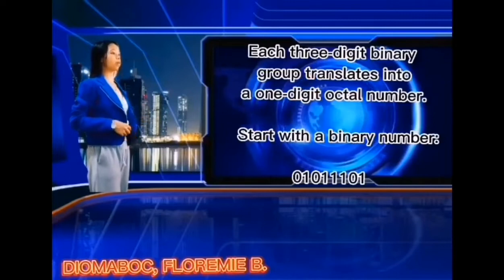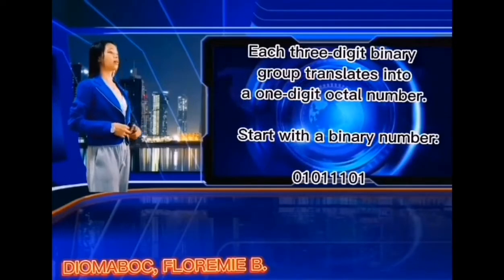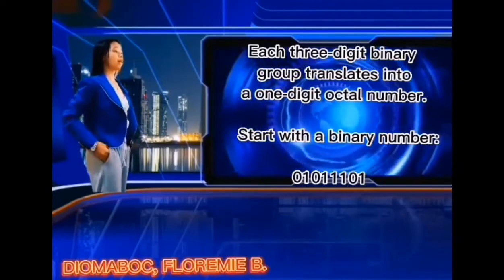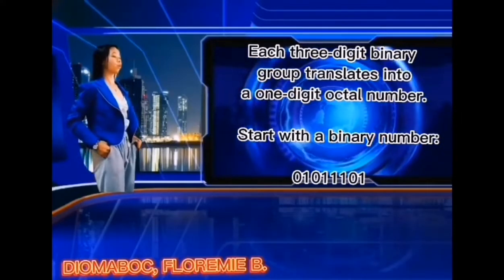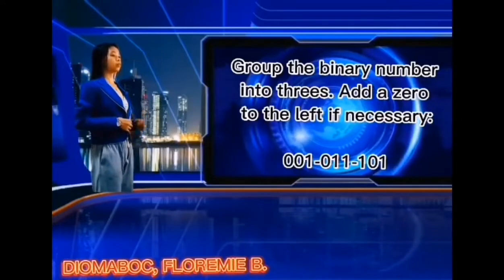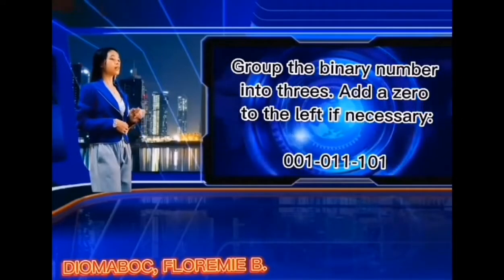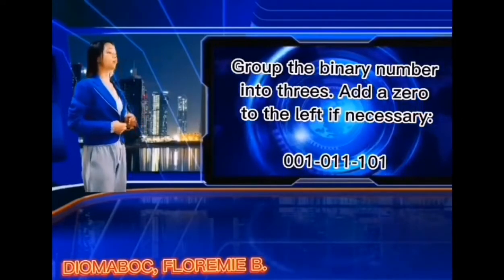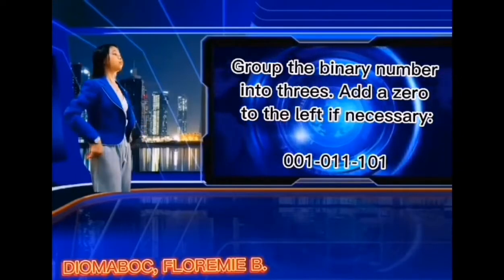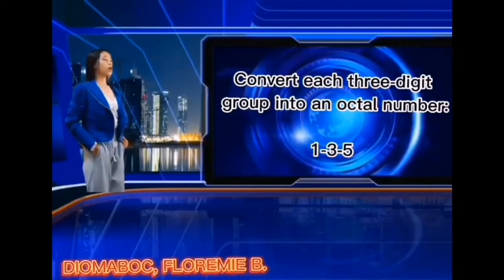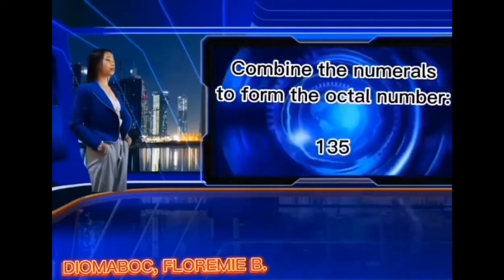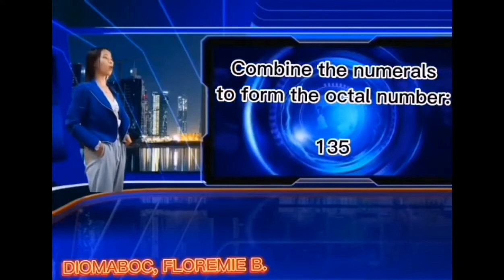Each 3-digit binary group translates into a 1-digit octal number. So let's start with the binary number 01011101. Group the binary number into 3, adding 0 to the left if necessary. So 001, 011, 101. Convert each 3-digit group into an octal number: 1, 3, 5. Then combine the numerals to form the octal number, which is 135.